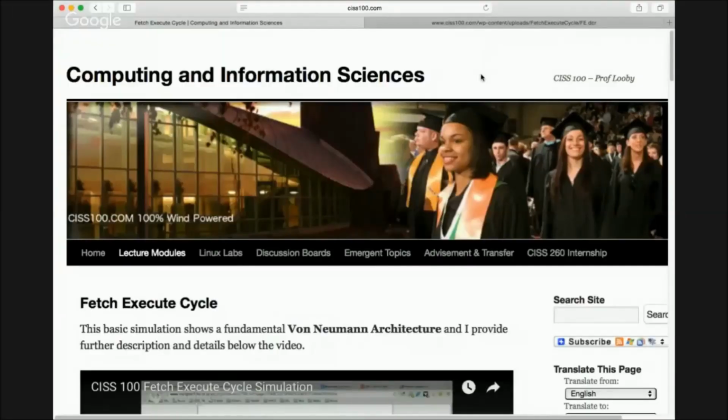All right, I'm going to get started here. Today we're going to look at the fetch execute cycle. And we did cover this last week. This was part of the architecture and hardware chapter. But now we're going to look at it in discrete detail because I'm going to run a simulation that demonstrates how the fetch execute cycle operates.